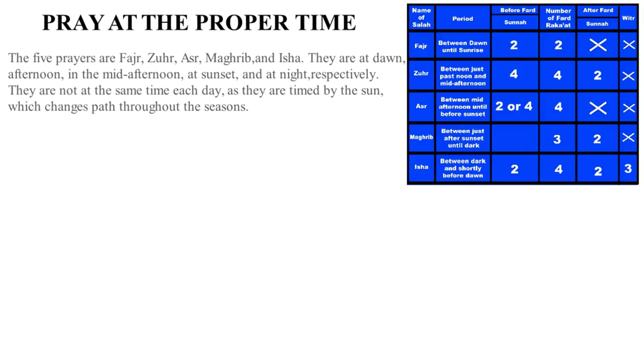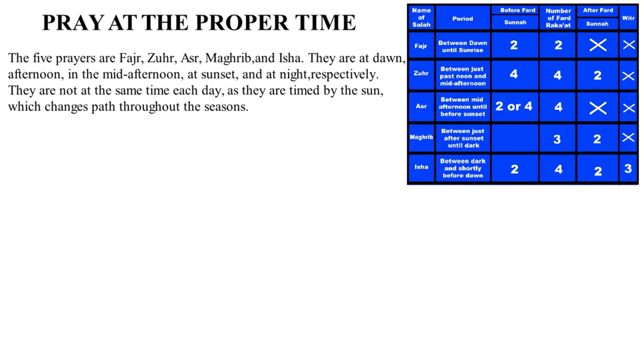Pray at the proper time. The 5 prayers are Fajr, Zuhr, Asr, Maghrib and Isha. They are at dawn, afternoon, in the mid-afternoon, at sunset, and at night respectively. They are not at the same time each day, as they are timed by the sun, which changes path throughout the seasons.